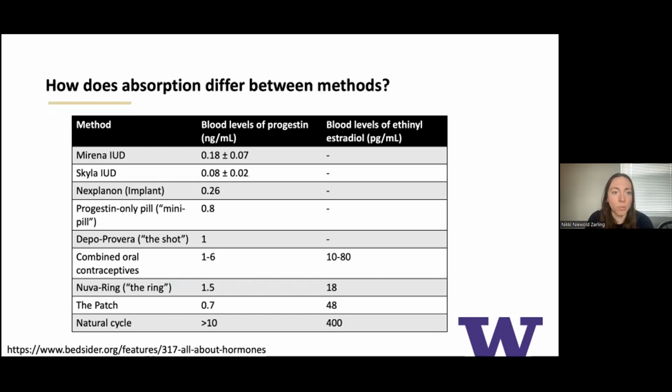However, both of those options have quite a bit less systemic absorption than other options, including Nexplanon, the mini pill, the shot, the NuvaRing, and the patch. The highest for both estrogen and progestin levels of these contraceptive options is combined oral contraceptives, or the pill. But you can see here, comparing it to a natural cycle, your peaks of progestin and estrogen during a natural cycle are far higher than any amount of hormone that you're getting through any of these contraceptive methods.